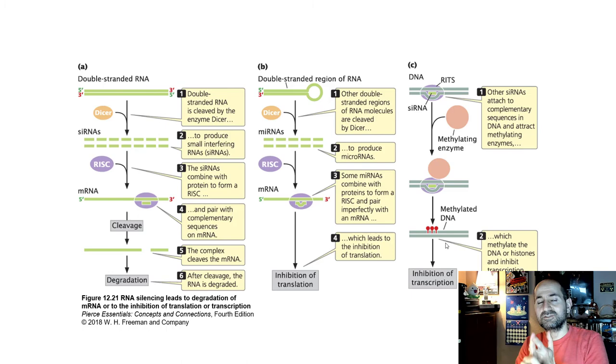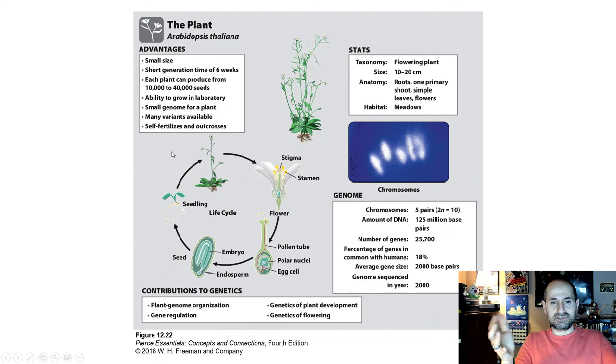And here's the stats box, you know, the epic stats box for the next model organism. This time the plant. What do we have here? We have Arabidopsis thaliana. This is a great plant to study, especially if you're going to do RNAi studies. There's a lot of RNAi, RNA interference, that happens in plants that you could study. A small size plant, short generation time. You know, these are common themes between the different model organisms that we've talked about. Each plant can produce tons of seeds, so that's good. Lots of progeny, able to grow in the lab.